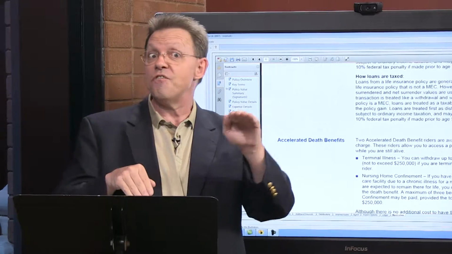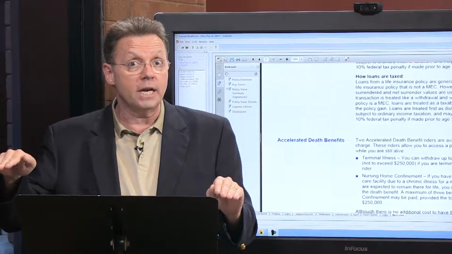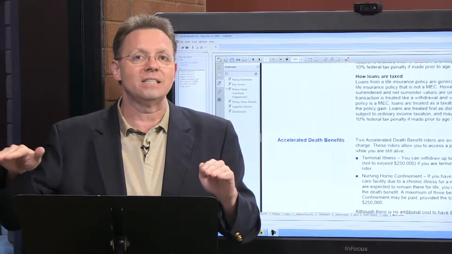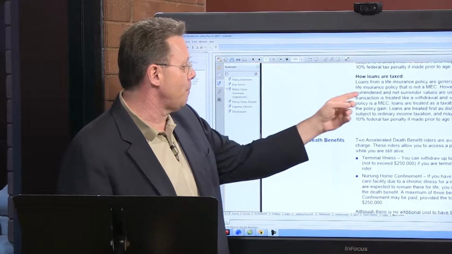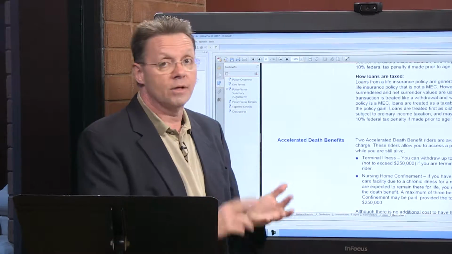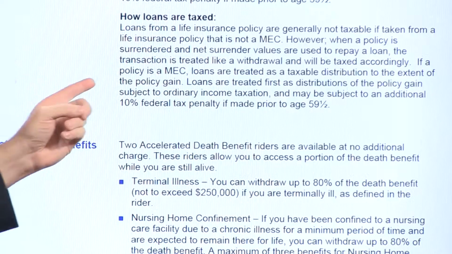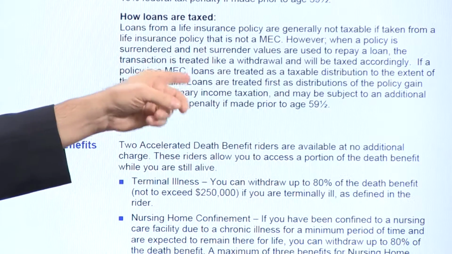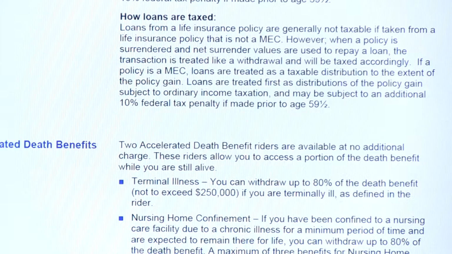Is it fixed or is it variable, tied to some other market index? You'll want to always look at this to say which one it is. But how is the tax treatment? It shouldn't be taxable, as long as it's a non-MEC and the contract is held for the life of the insured. However, when a policy is surrendered and the net surrender values are used to pay back the loan, the transaction is treated like a withdrawal and will be taxed as ordinary income accordingly.